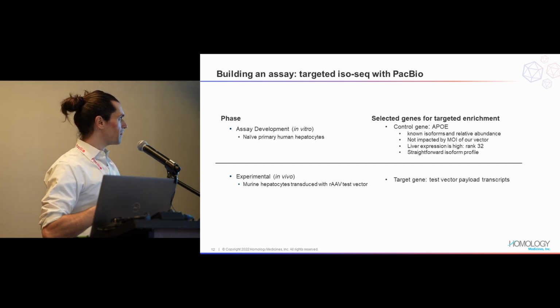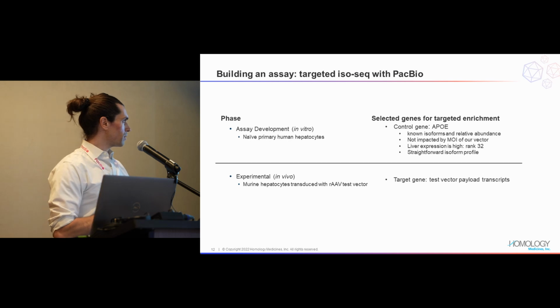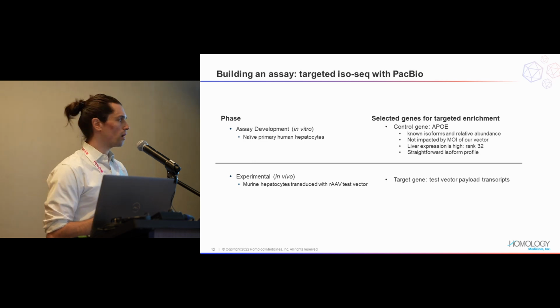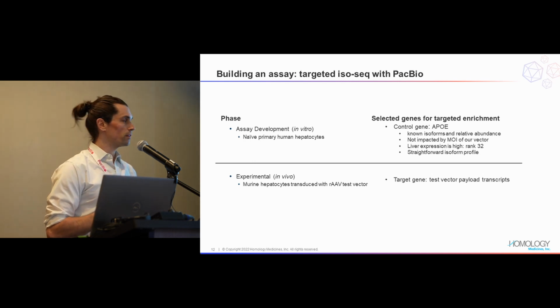And then, so once we had this all set, we went into our experimental samples, and so these were some in vivo samples, murine hepatocytes that were transduced with our recombinant AAV test vector. And so our target gene was the test vector payload. And so I can't go into any more detail than that, unfortunately.